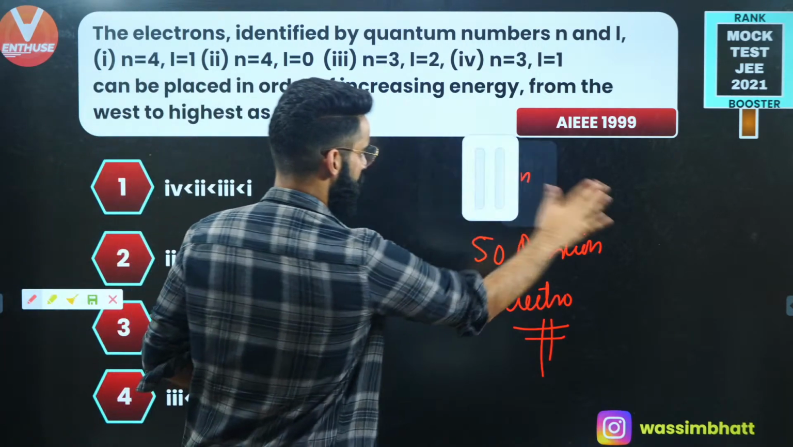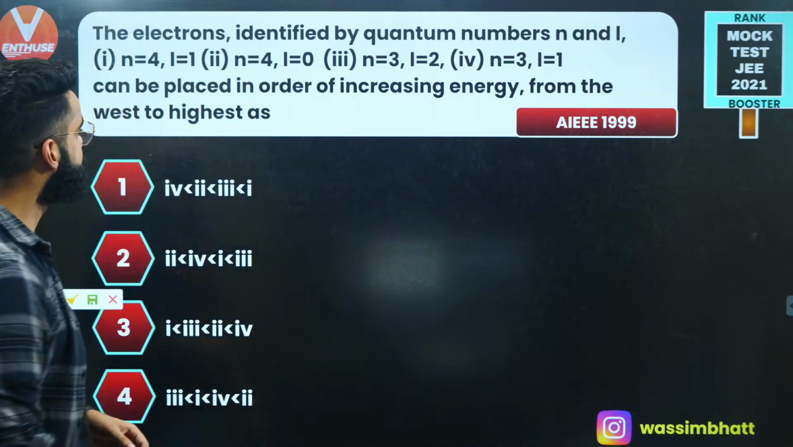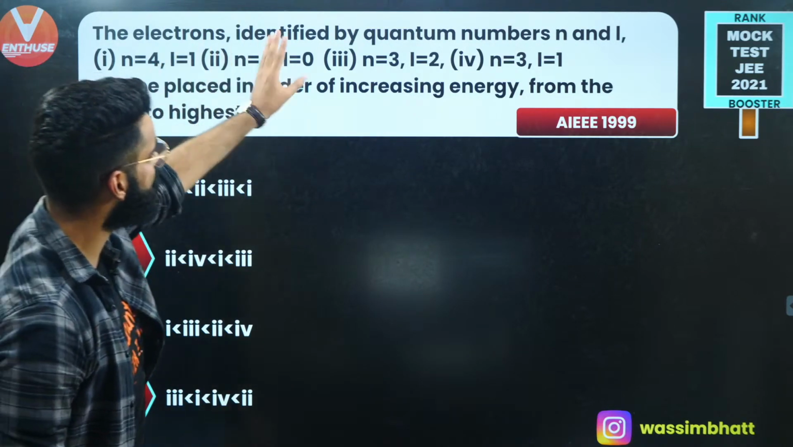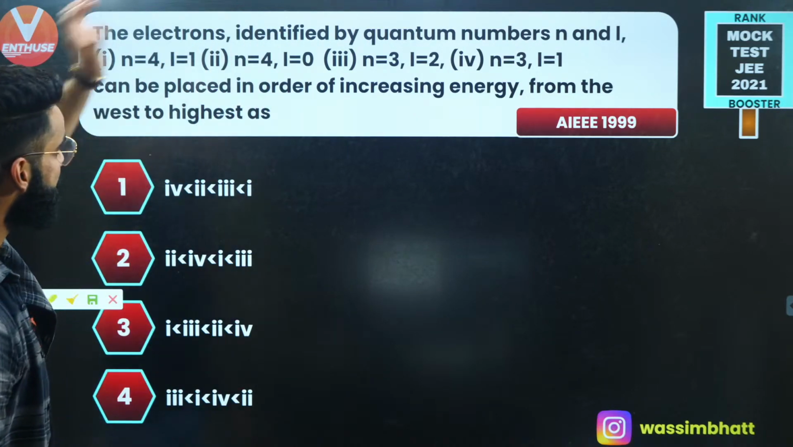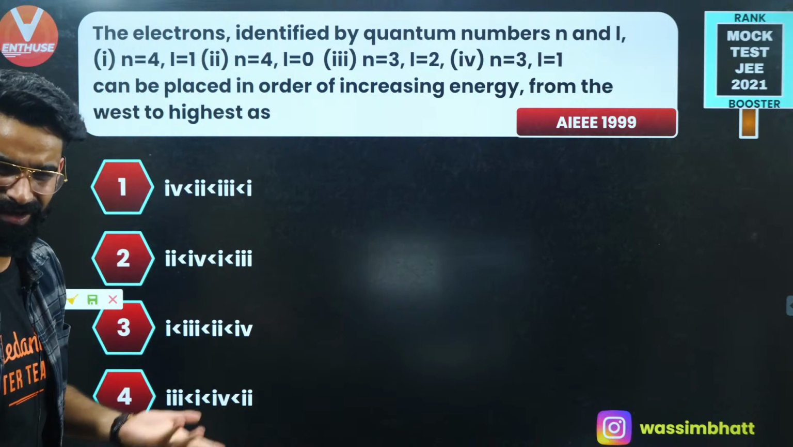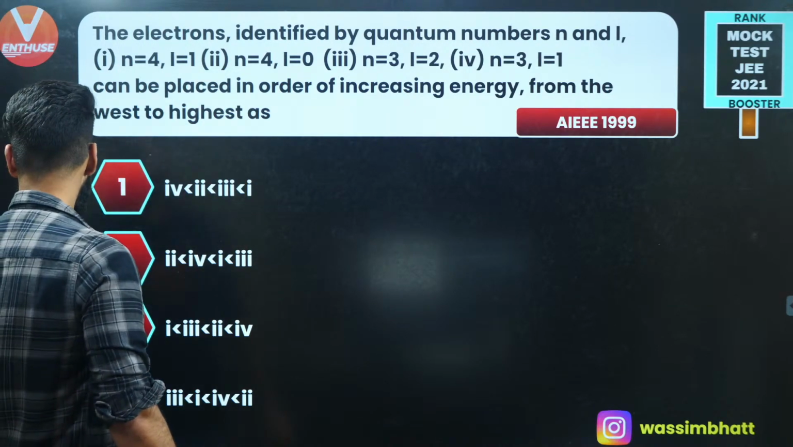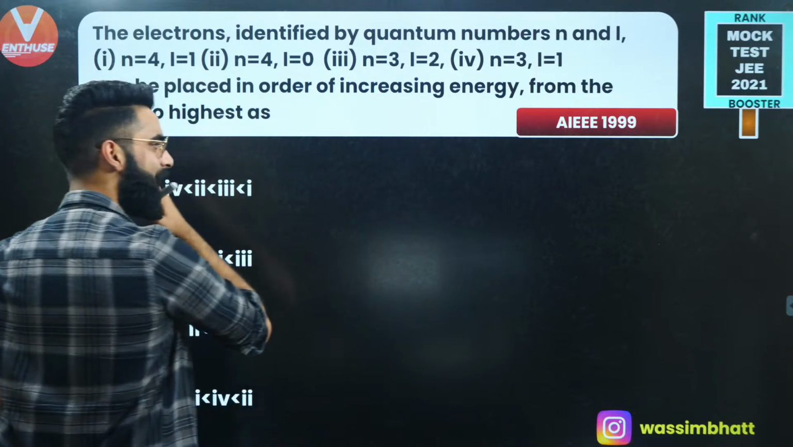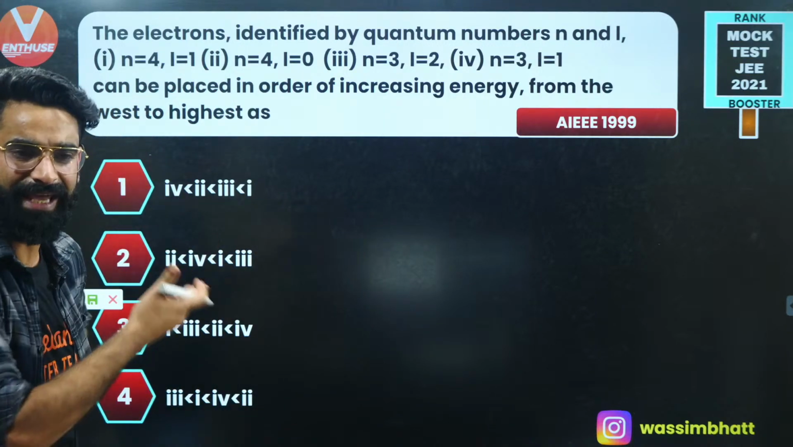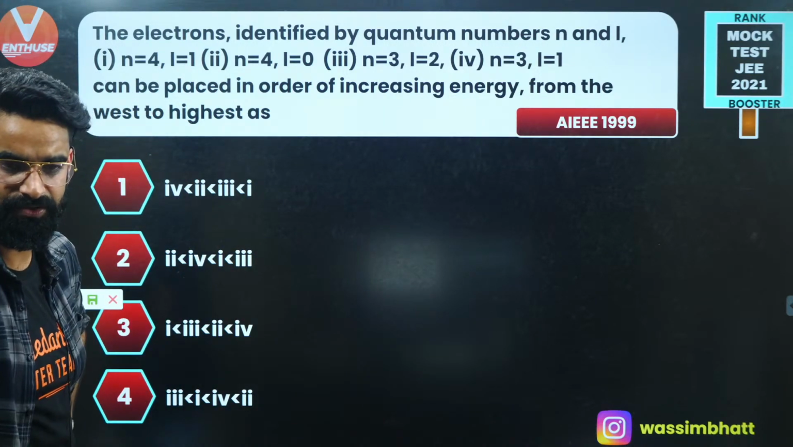Perfect, guys. So we have got the question. The electrons identified by the quantum numbers n and l can be placed in the order of increasing energies. A very simple question. How do we check the order of the energies of these electrons in these subshells?